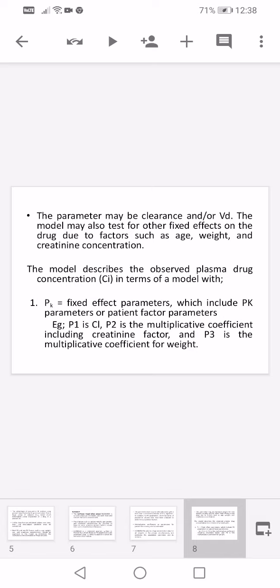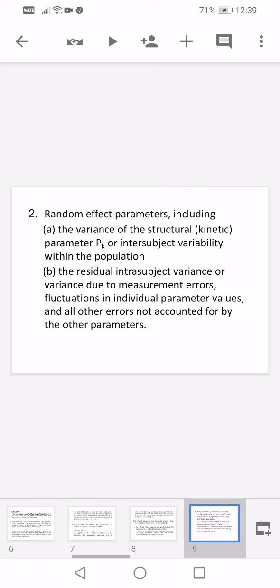So if P1 is weight, P2 is creatinine factor and P3 is your clearance factor, like that we are going to estimate by combining both fixed and random factors. We are going to give the numbering like P1, P2, P3, which indicates the fixed models as well as the random factors. And next, coming to random effect parameters, including the variance of the structural parameter or intra-subject variability within the population, the residual intra-subject variance or variance due to measurement errors, fluctuations in individual parameter values, and all other errors not accounted by other parameters.